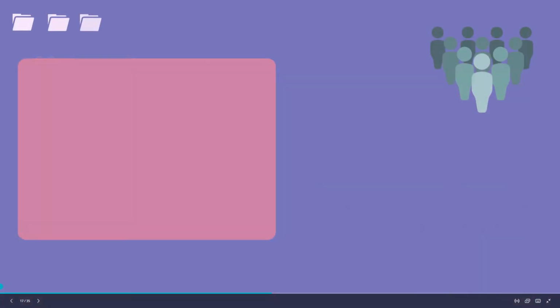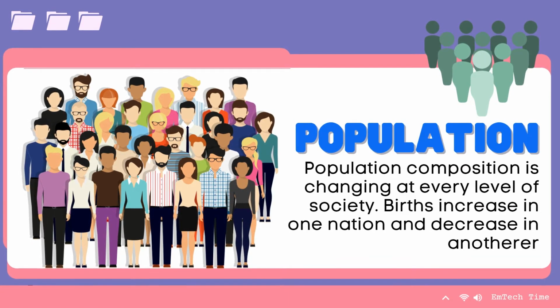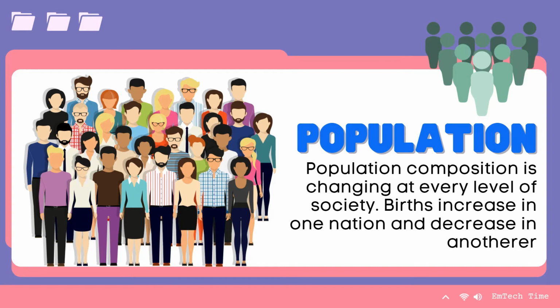Another cause of social change is population. Population composition is changing at every level of society. Births increase in one nation and decrease in another. Some families delay childbirth while others start bringing children into their folds early. Population change can be due to random external forces like epidemics or shifts in the social institution as described a while ago. But regardless of what and how it happens, population trends have a tremendous interrelated impact on all the aspects of society.